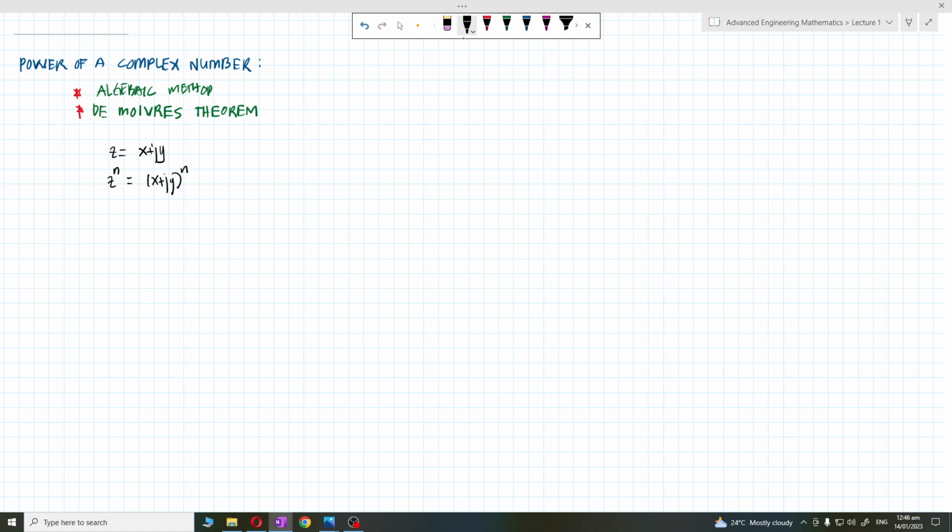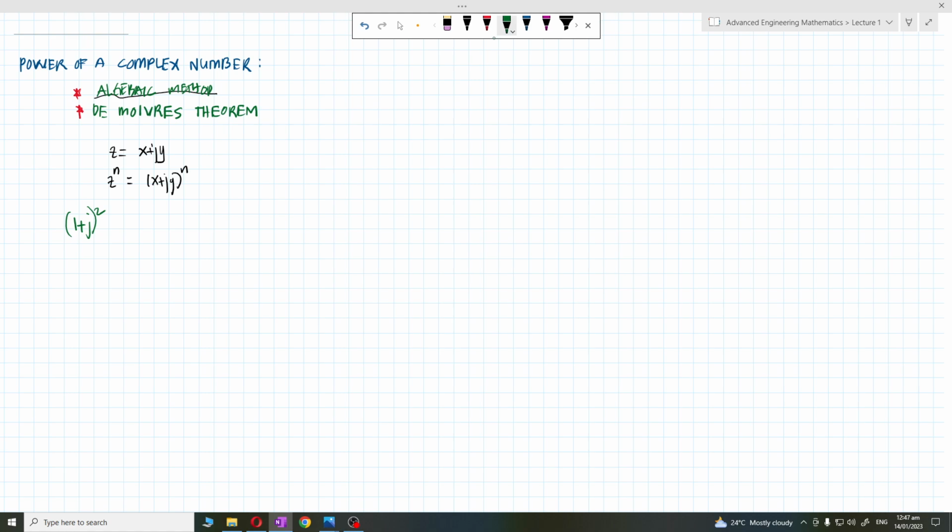When using the algebraic method, this method is only applicable when the complex number is in rectangular form. We just have to expand the complex number x plus jy to some power n. Say for example, we have the power of 1 plus j raised to 2.